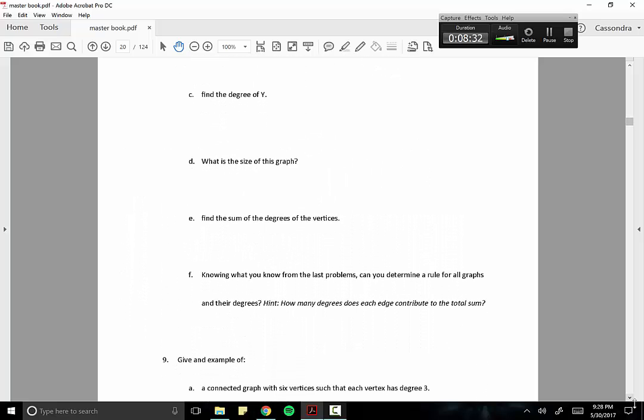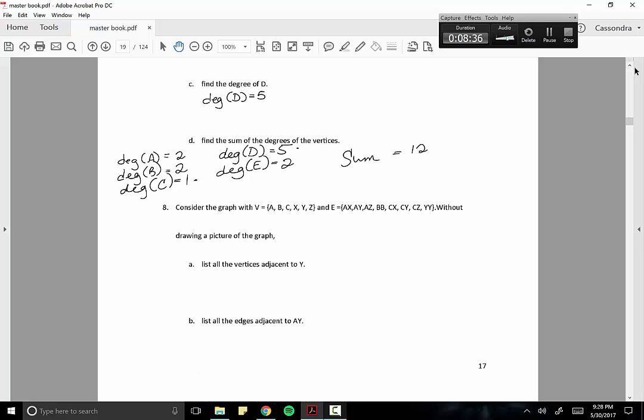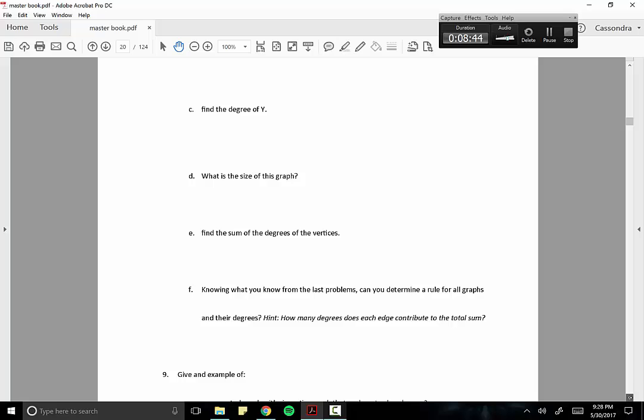But first, I want to talk about the degree of y. The degree of y is a loop. Remember, that's counted twice. So the degree of y is 1, 2, 3, 4. One of the most common mistakes made on this problem is not counting the loops right. A loop has 2 ends.